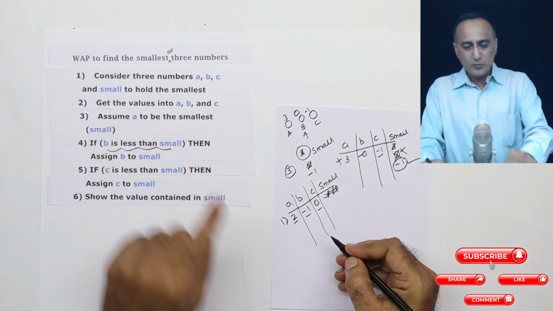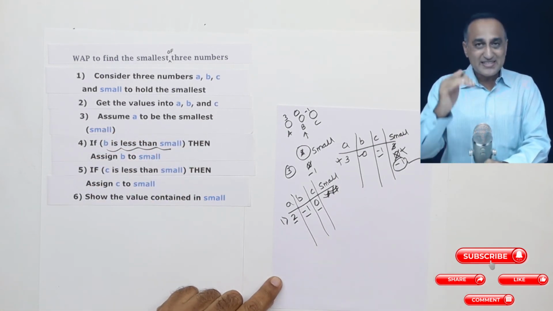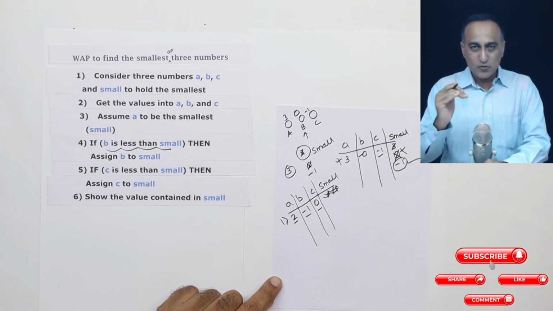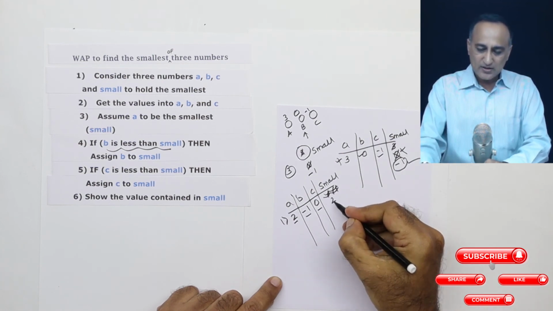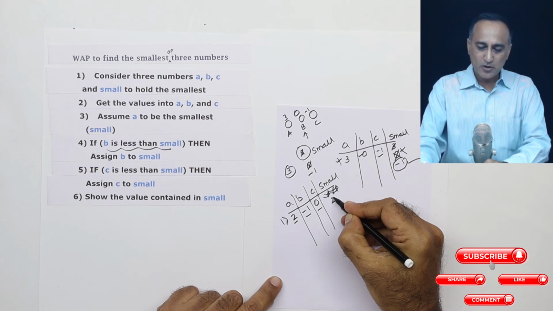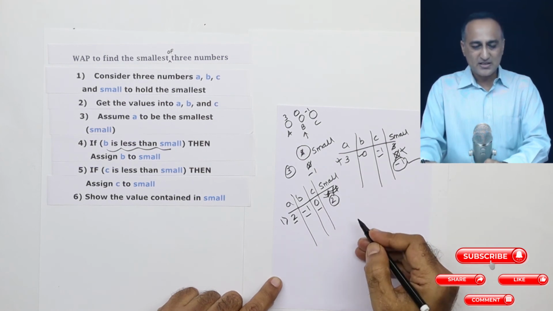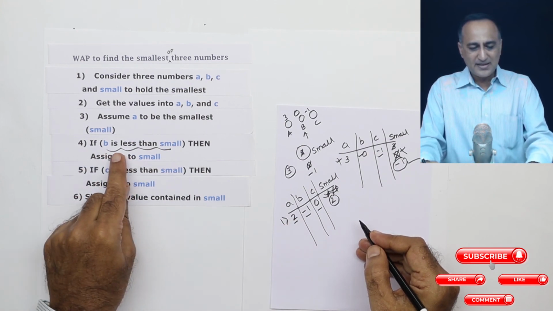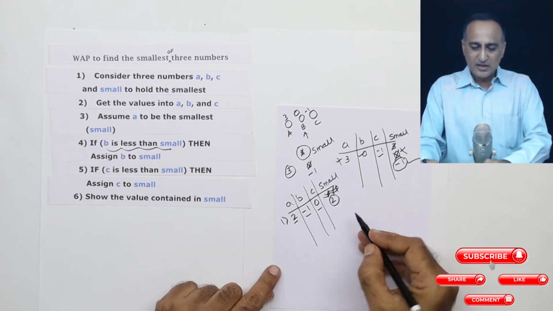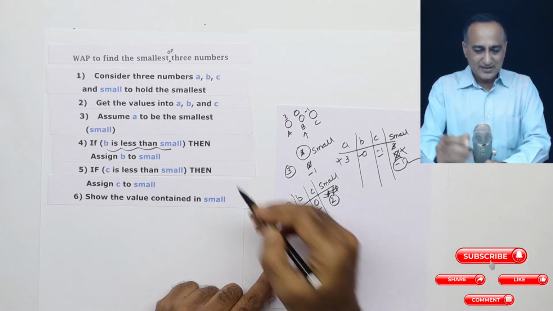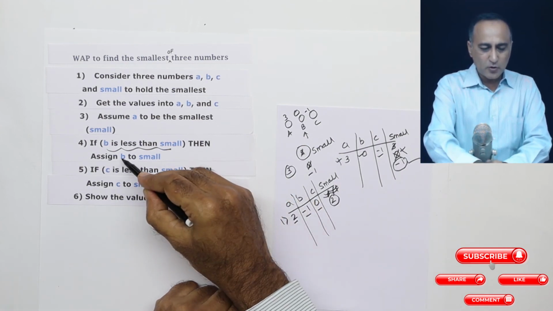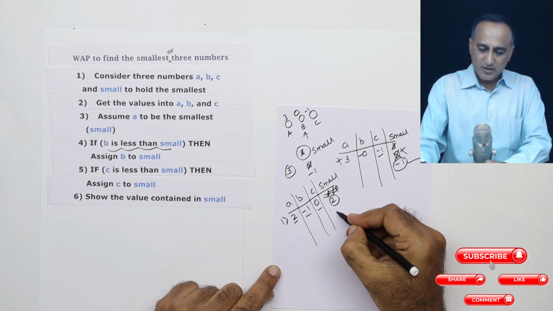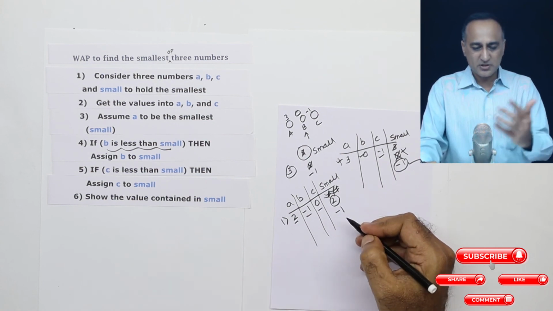I assume A to be the smallest. That means since I have only seen A at this point of time, I am going to say A is the smallest. So the value of A is assigned to small. So this is the smallest. Now, in step number 4, I am comparing, is B less than small. Is minus 1 less than 2? If it is true, then only I am going to copy the value of B to small. So this becomes minus 1 because it is true.